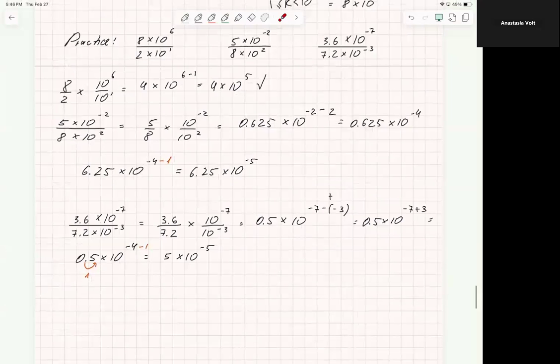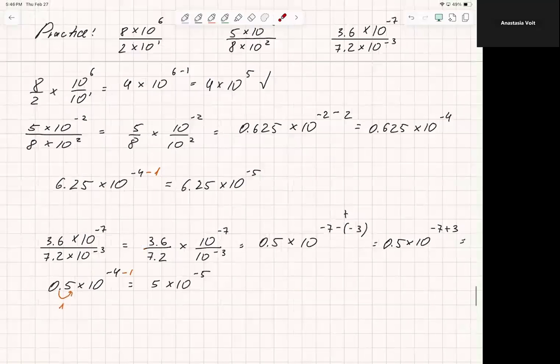And that is it. That's all you need to know about the scientific notation, how to convert from scientific notation into scientific notation, how to do multiplication and division.